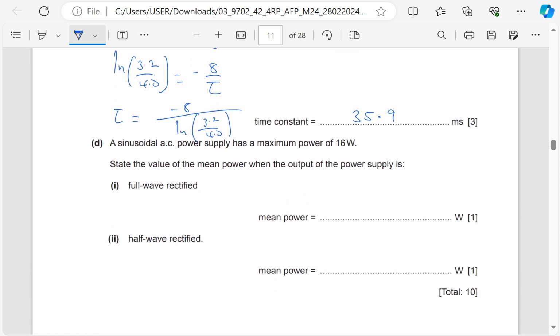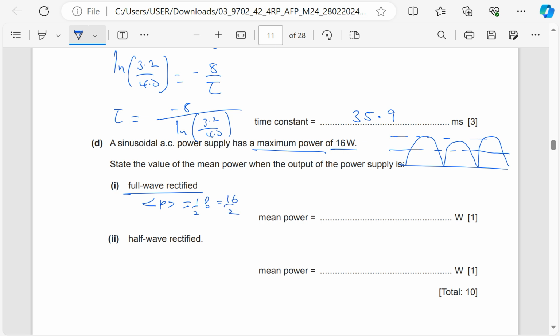A sinusoidal AC power supply has a maximum power of 16 watts. State the value of the mean power when the output of the power supply is full wave. Remember, for full wave, the second half cycle is converted. So the mean power here is going to be half of maximum, which is 16 divided by 2, which is 8.0 watts.